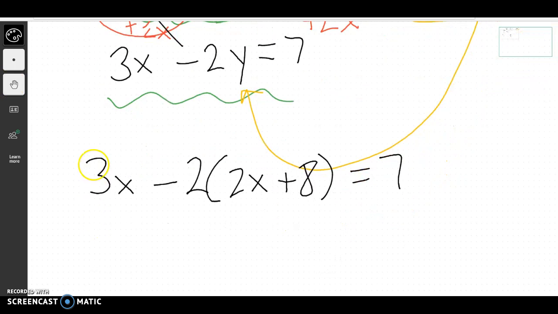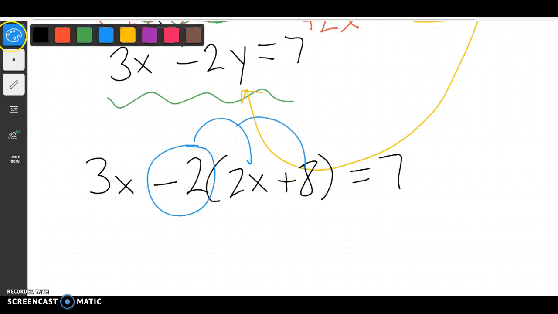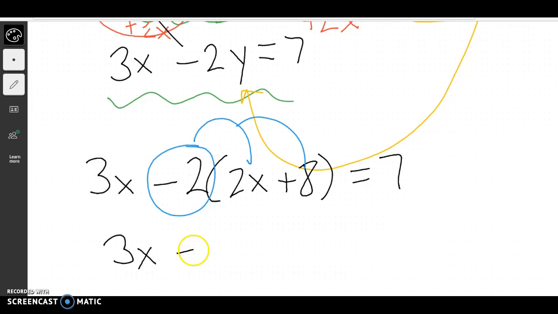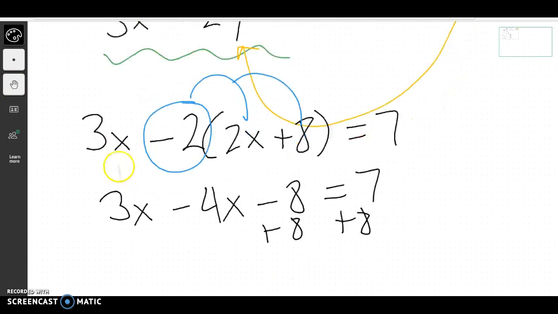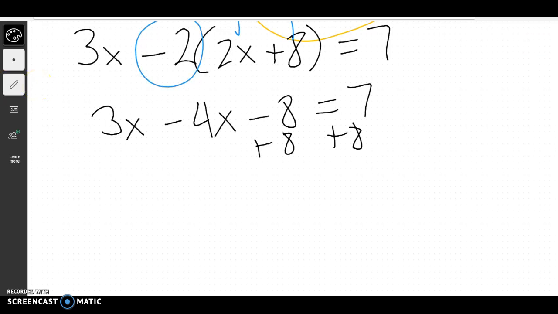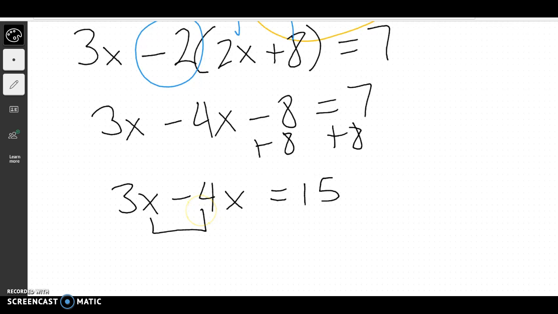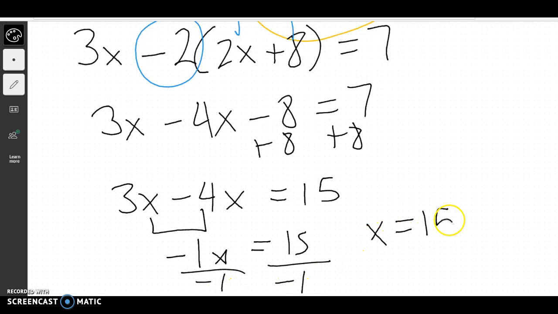Well, now since we have this, we can go through and solve. So when I go through here and I solve, I would first need to distribute this. So I'd get 3x minus 4x minus 8, which is equal to 7. Add 8 to both sides, which would give me 3x minus 4x equals 15. Combine these like terms, which would give me negative 1x equals 15, and then divide by negative 1. x would equal 15. Sweet.